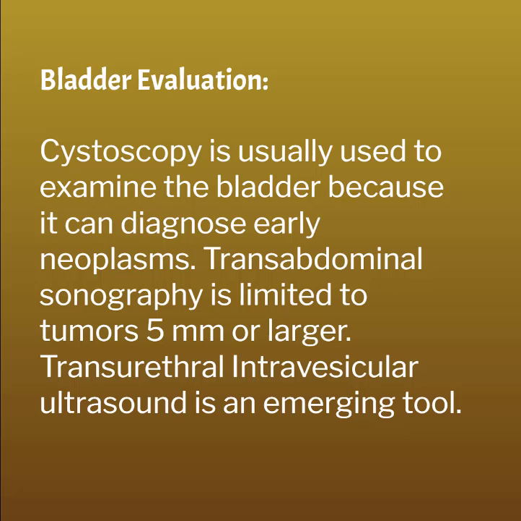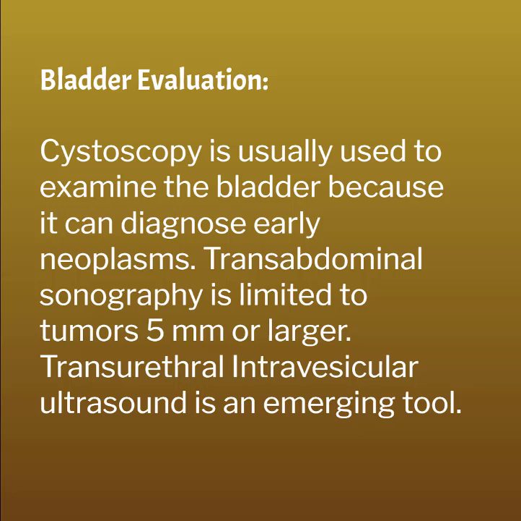So when we're looking at the bladder, the best way to look at the bladder is with cystoscopy. And what that basically is, is taking a camera, inserting it through the urethra and into the bladder. So they can visually see with a camera and a little light, a little bit of fluid in there, they can see the walls of the bladder fairly well.